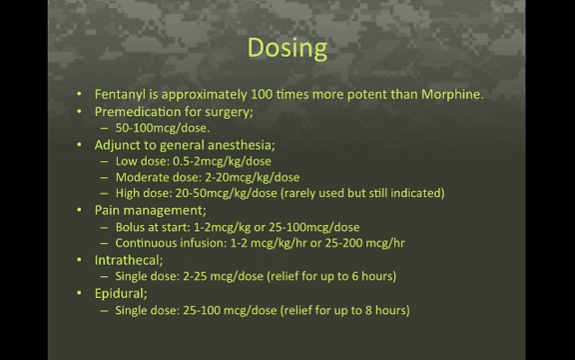For pain management, we use a bolus to start. That could be 1 to 2 micrograms per kilo or 25 to 100 microgram dose. As a continuous infusion after that, we use 1 to 2 micrograms per kilo per hour or 25 to 200 micrograms per hour.